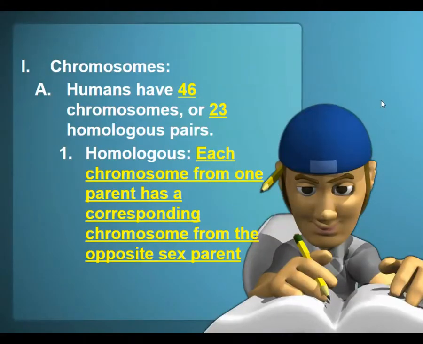Humans have 46 chromosomes, or 23 homologous pairs. The term homologous means that each chromosome from one parent has a corresponding chromosome from the opposite sex parent. So if there are 23 pairs, each parent has a chromosome 1, 2, 3, 4, all the way through. Both of your chromosome number 1s, the one you got from mom and the one you got from dad, are similar chromosomes. They're going to have similar genes on them, and they're a homologous pair. They're going to pair up next to each other.